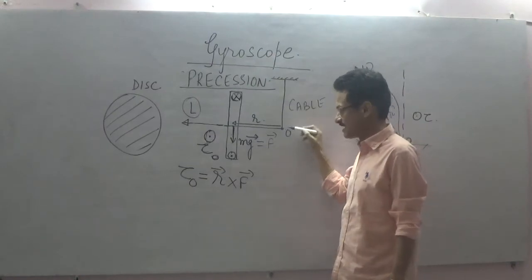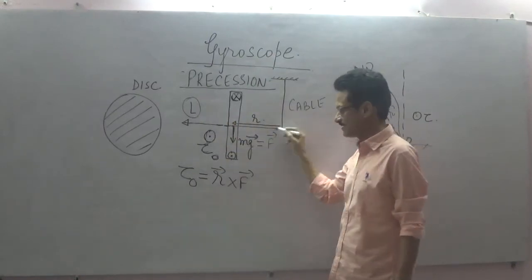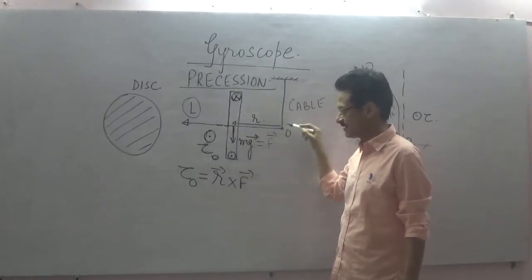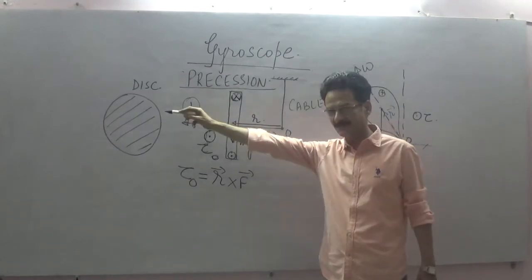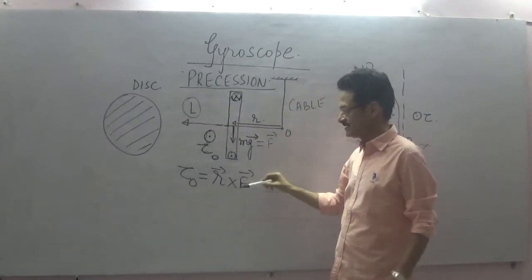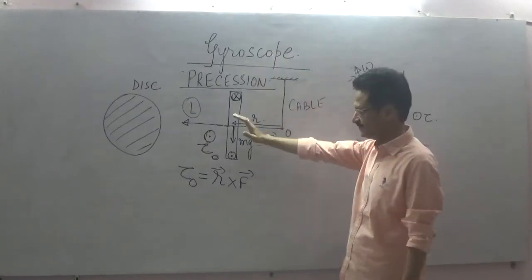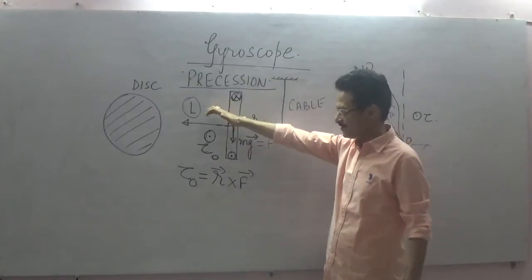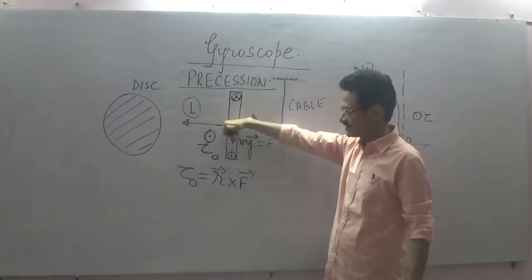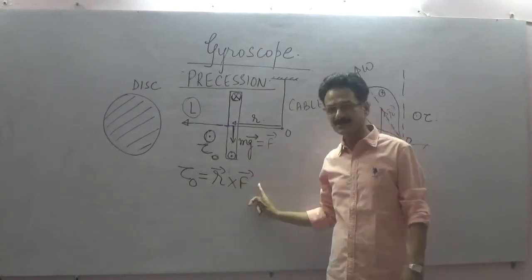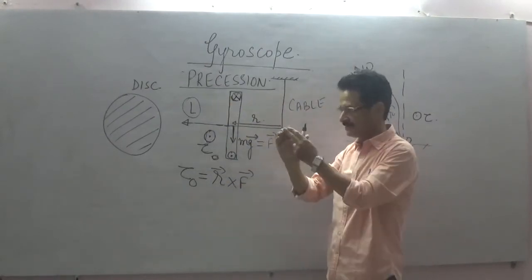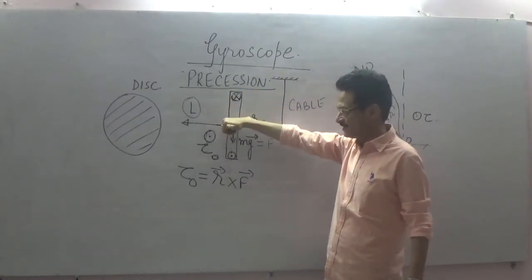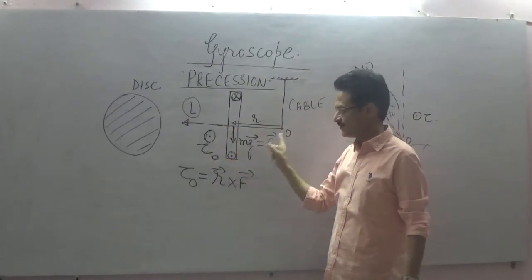Then this is R vector, here it is, and this is S vector. F is the weight. So now R vector goes like this and F vector goes like this. This is my right hand. Now if I rotate the tip of my fingers from R to F, then the extension of my thumb gives me the direction of R cross F, which is the torque about the point O.